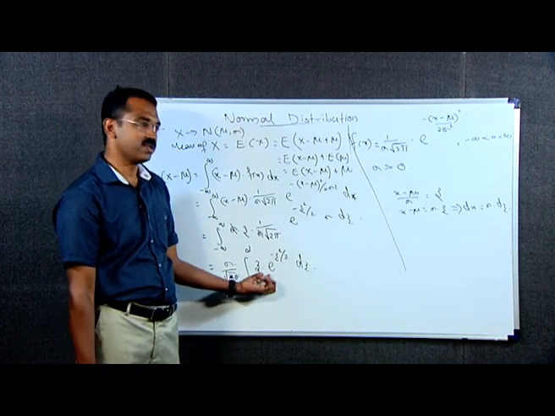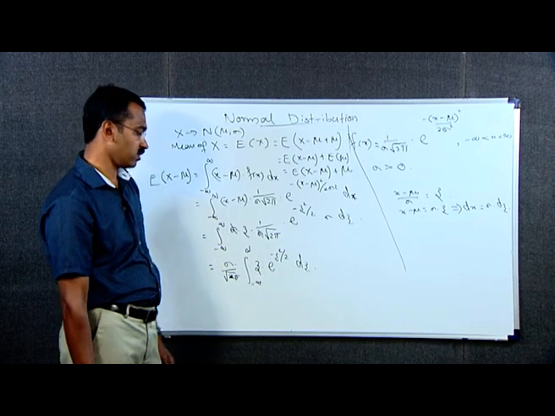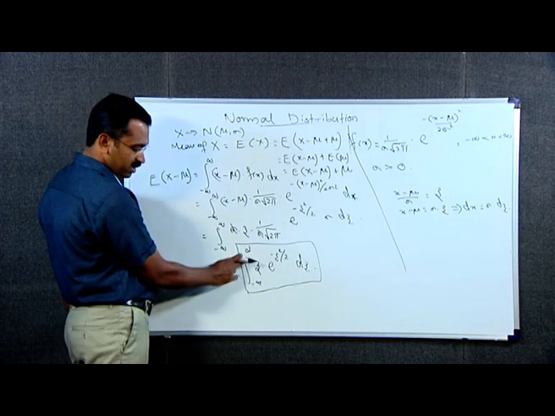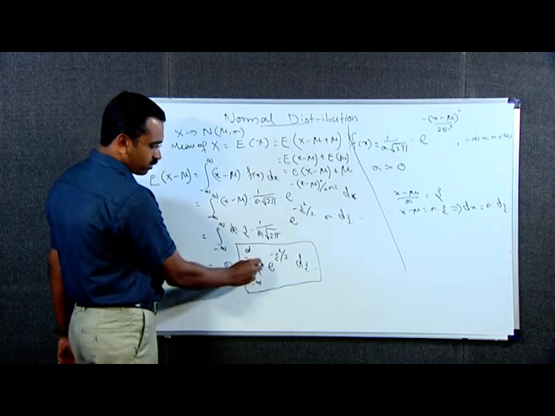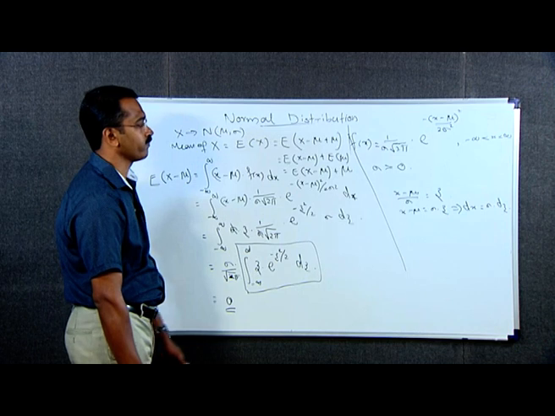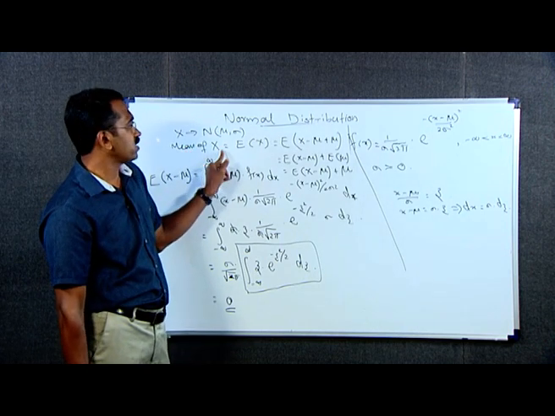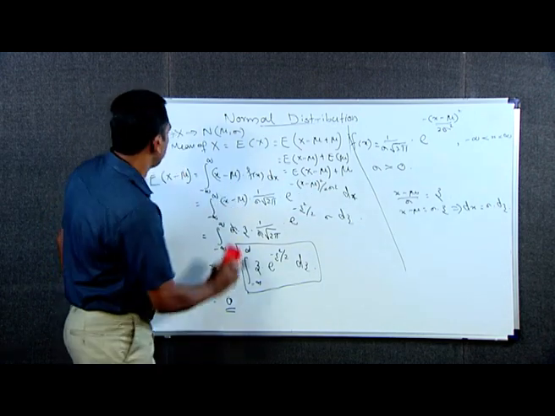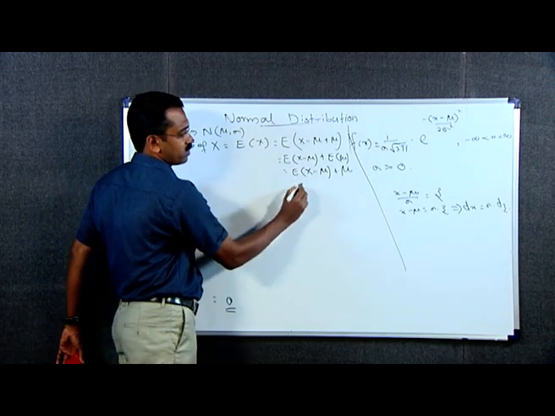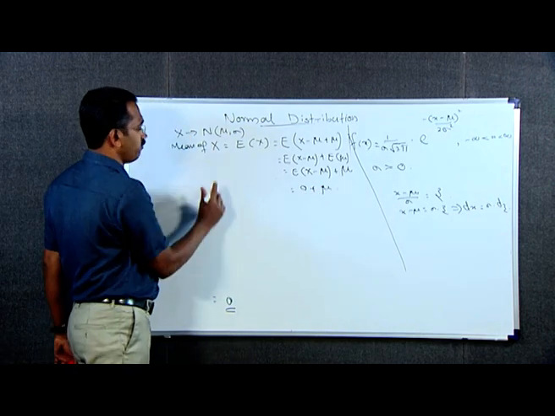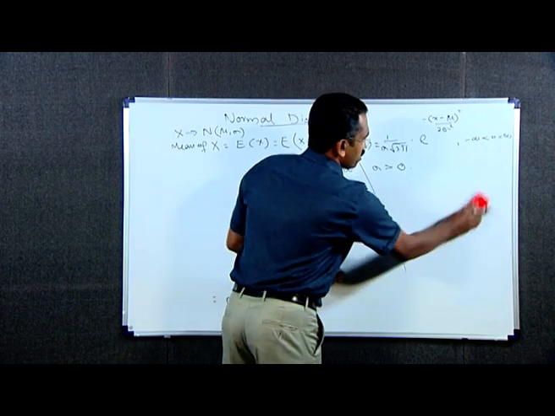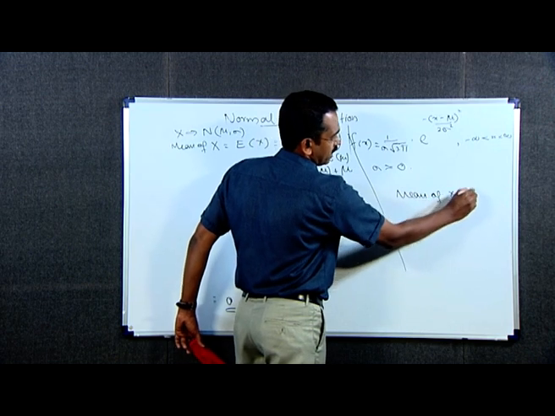Obviously, this integrand is an odd function in z. Therefore, by the property of the definite integral, because the limits are minus infinity and plus infinity, this integral will become 0. Therefore, E of x minus mu is equal to 0. And so mean of x is equal to 0 plus mu. That is, mean of x, or expectation of x, is the parameter mu itself. Mean of a normal distribution is the parameter mu itself.